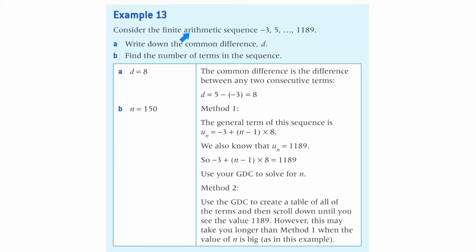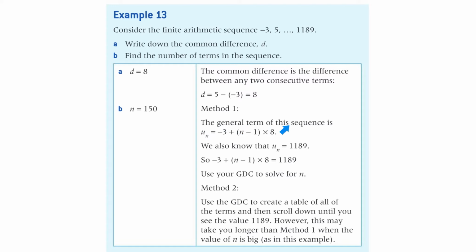In fact, if they hadn't told us it's an arithmetic sequence, you would have to check that u2 minus u1 equals u3 minus u2. B, find the number of terms in the sequence. Okay, they've told us this is a finite arithmetic sequence. We have to find out the number of terms, and the answer was n equals 150.